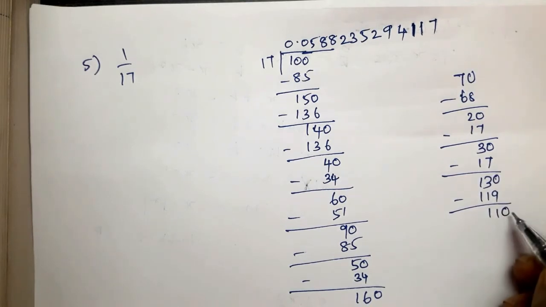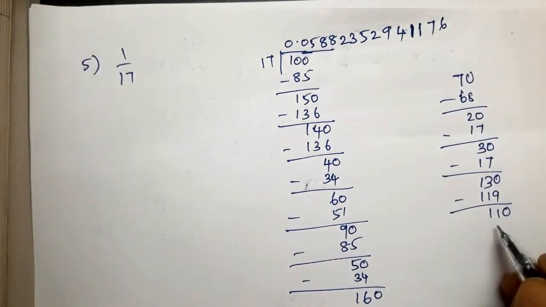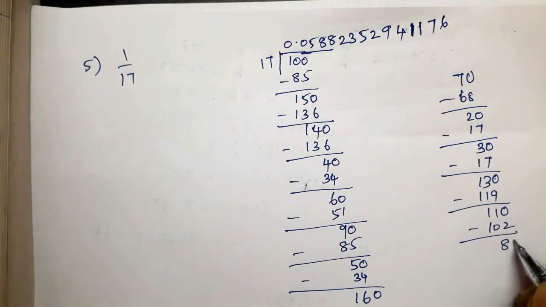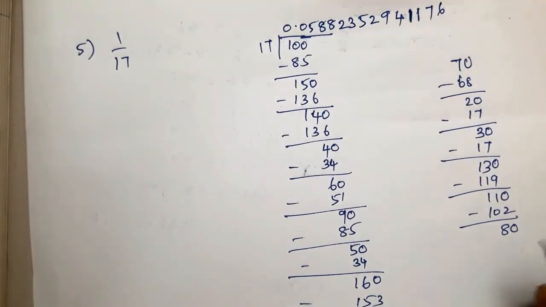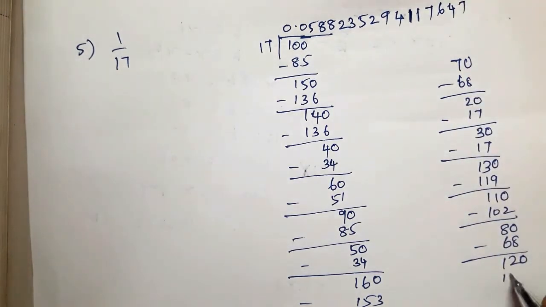Now add one more 0 here. Now 110. In 110, 6 times is possible. So 6 into 17, we should get 102. Do the subtraction here, we should get 8. Again add one more 0. Now 80. In 80, 4 times is possible. So 4 17s are 68. Do the subtraction here, we should get 12. Again add one more 0. Now in 120, 7 times is possible. So 7 17s are 119.